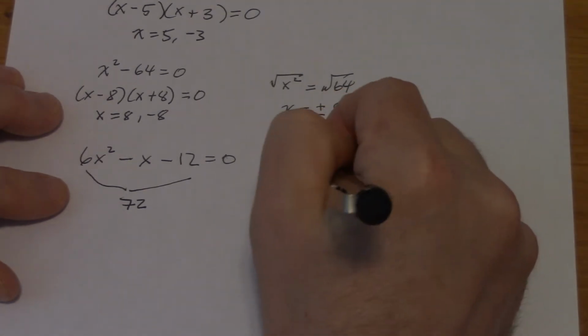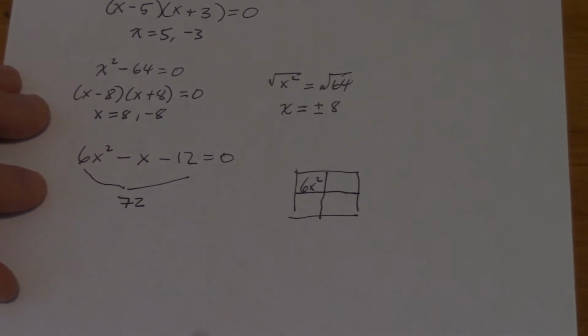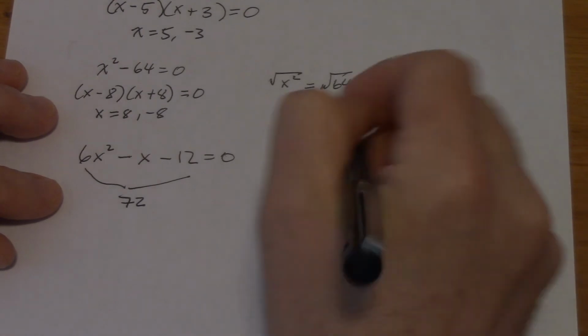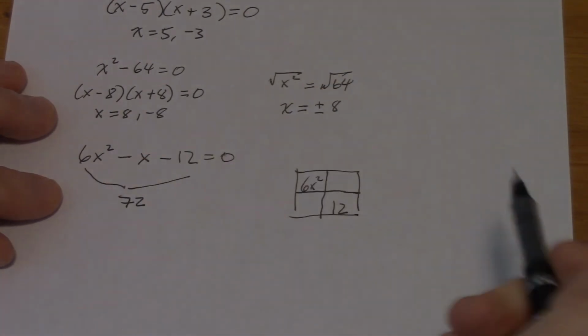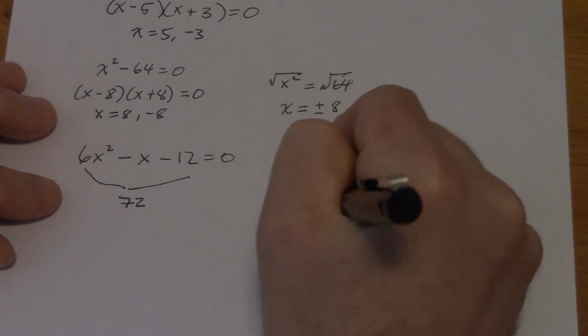Okay, and the way I like to do that is I put my 6x squared in the top left corner of the box. I put a 12 down here. I don't put signs when I'm doing this. I deal with that later. Factors of 72 that are different by 1 would be 8 and 9. So one of these is an 8x and the other is a 9x.